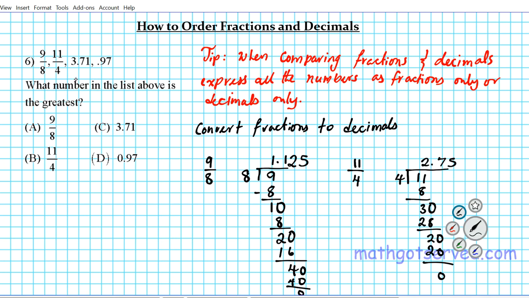So what I'm going to do now is I'm going to order these numbers from least to greatest. Okay, so the smallest is clearly 0.97. 0.97 is less than, now which one comes next? 9 over 8.